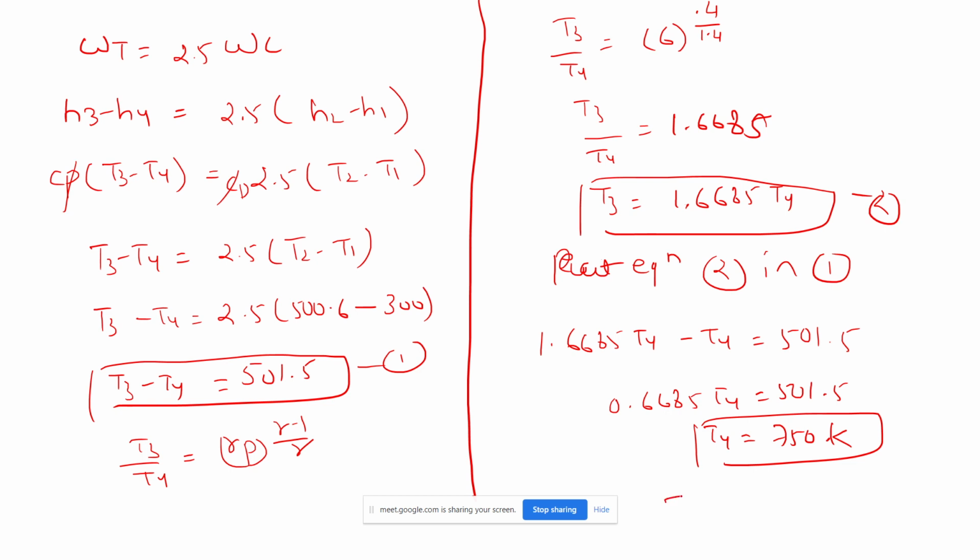Now we will put that in equation number 2. So we will get T3 as 1251.6 Kelvin. Okay, so everyone has got it. This type of question is what they will ask in the exam.